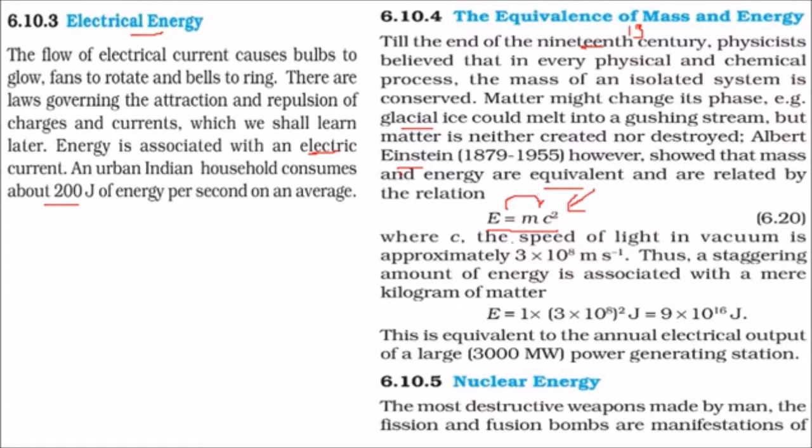So a staggering amount of energy is associated with just a kilogram of matter. See, this is a kilogram of matter. If you take c², where c is the speed of light, it is 9 × 10¹⁶ joules. This is equivalent to the annual electrical output of a very large 3000 megawatt power generating station. We have nuclear energy, most destructive and most beneficial also, fusion bombs, etc.